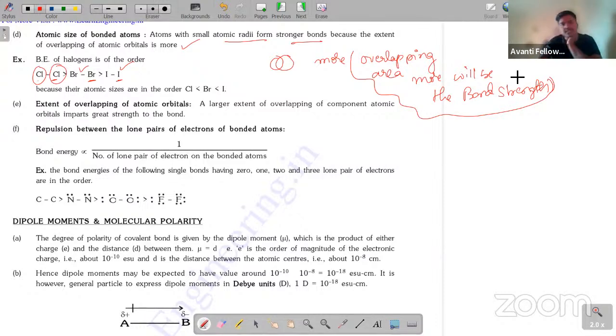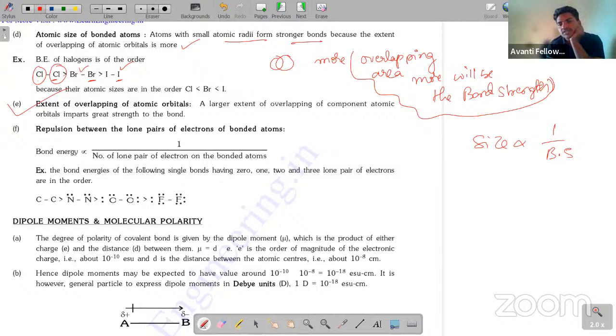Okay. Next one is extent of overlapping. Just now I am telling, the more the overlapping, the more the bond strength. Or we can also say that size is inversely proportional to the bond strength. जितना कम size होगा, उतना overlapping होगा, और उनका बीच में bond angle उतना सही होगा. Repulsions between the lone pair of electrons in the bond.